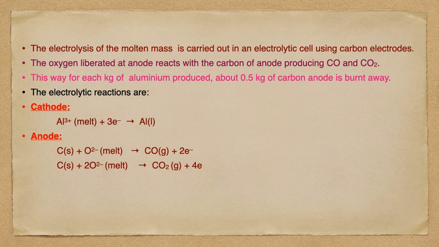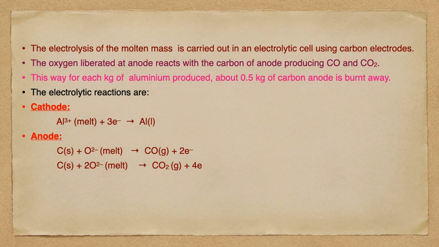Now, the electrolysis of the molten mass is carried out in an electrolytic cell using carbon electrodes. The oxygen liberated at the anode reacts with the carbon of the anode producing CO and CO2. This way, for each 1 kg of aluminium produced, about 0.5 kg of carbon anode is burnt away. Therefore, we will have to change the anode from time to time.